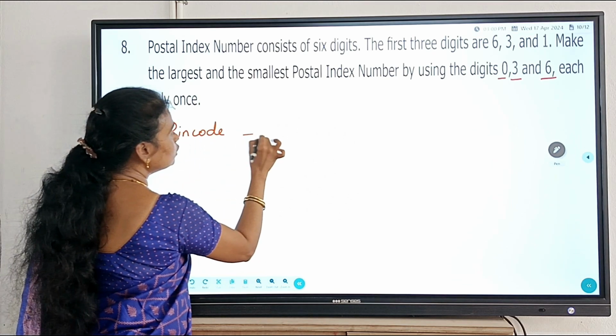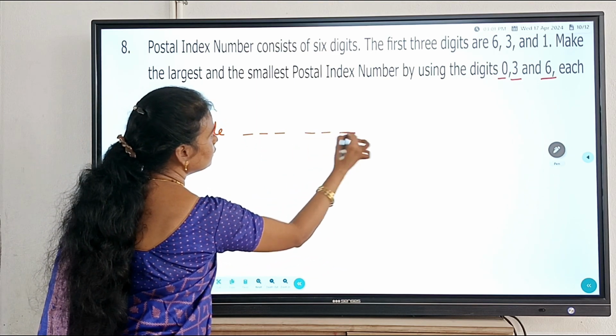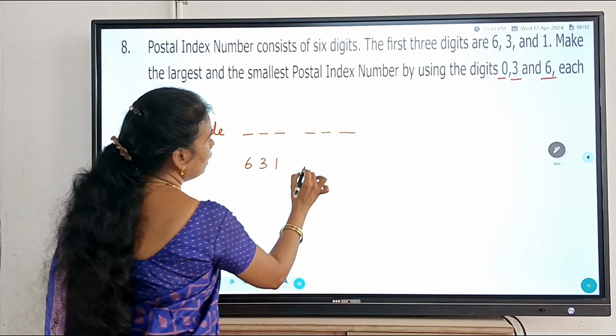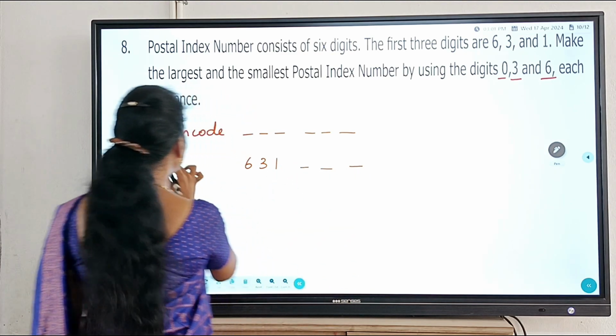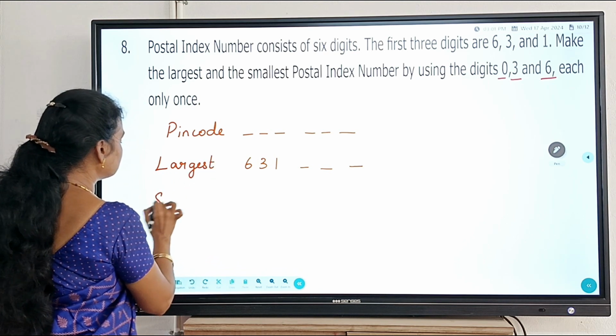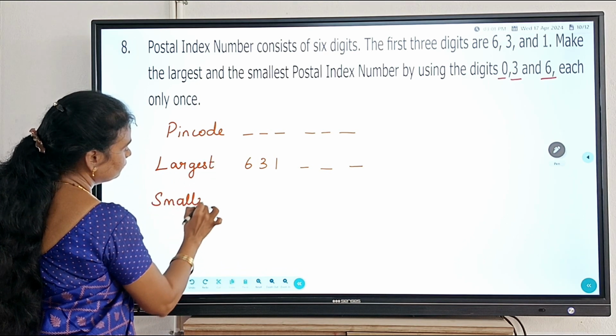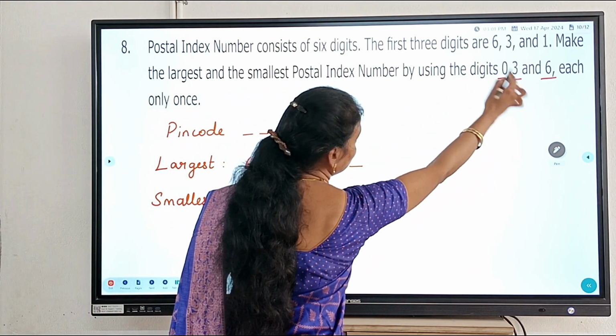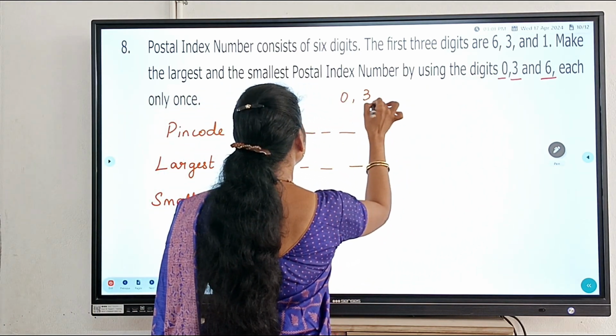The PIN code consists of 6 digits, and the first numbers are given as 6, 3 and 1. You have to fill in the rest of the numbers. So you must find the largest and the smallest number. And what digits have to be used? You must use only 0, 3 and 6.